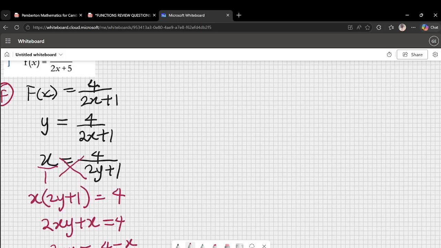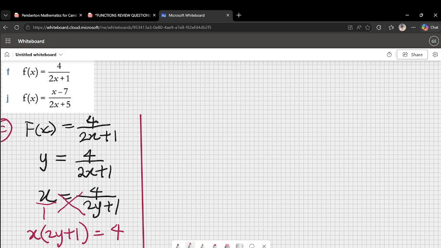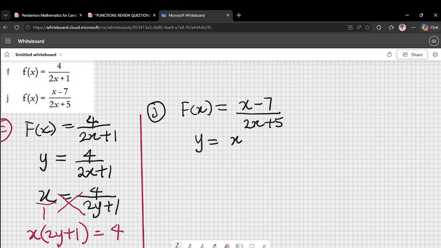Now, please note that we are still applying the three basic steps, which are: let y be equal to the function, then you swap the variables x and y, and lastly, you solve for y by rearranging the formula. Then for the other one, that's the J part, we have f of x is equal to x minus 7 over 2x plus 5. Same thing, we let y be equal to the function.